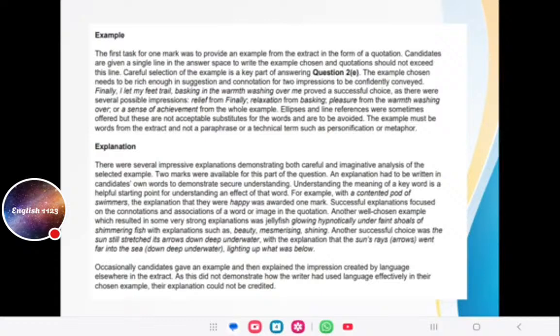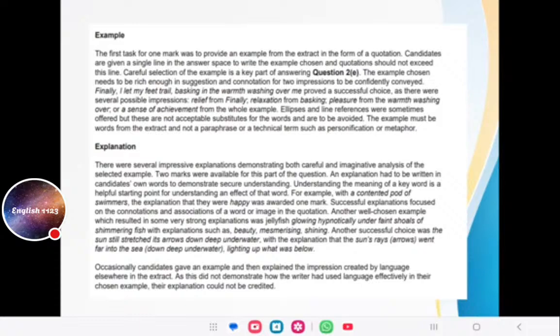Finally, I let my feet trail basking in the warmth washing over me proved a successful choice, as there were several possible impressions: relief from finally, relaxation from basking, pleasure from the basking warmth washing over, or a sense of achievement from the whole example. Ellipses and references were sometimes offered, but these are not acceptable substitutes for the words and are to be avoided.